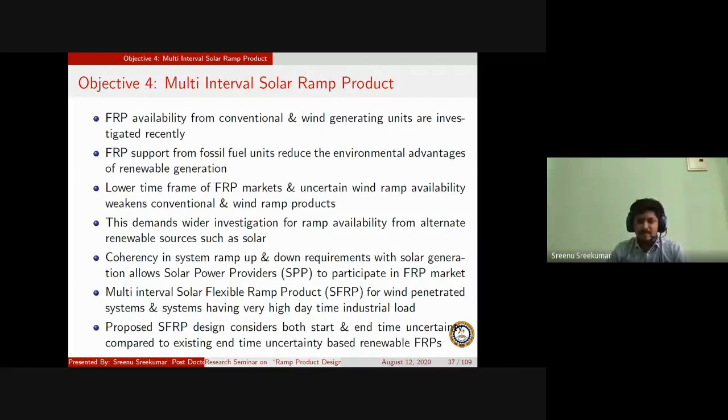Objective 4 proposes a solar flexible RAM product for wind penetrated systems and systems having very high daytime industrial load. And such SFRP is capable of meeting forecasted ramping needs.